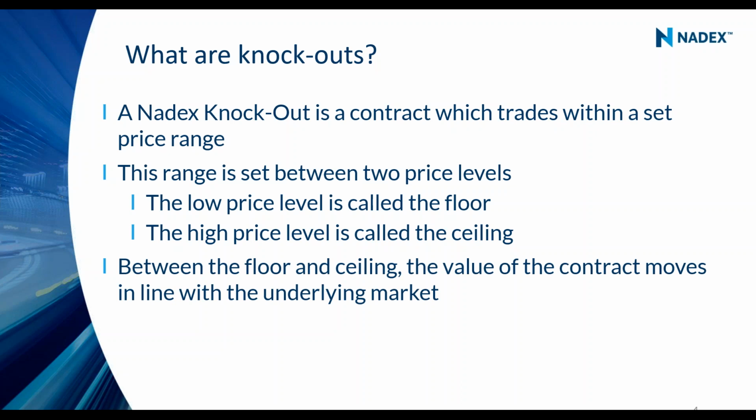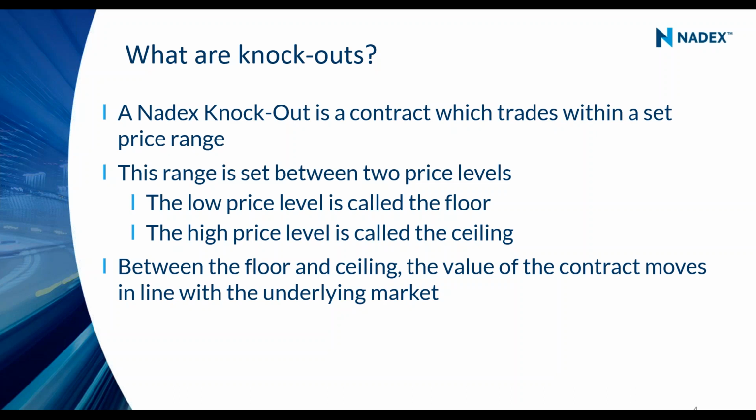Now, the value of a knockout will move between the floor and the ceiling right in line with the underlying market. So if you're trading gold, for example, the price of gold will trade between those two levels. If you're trading the S&P 500, it'll trade between those two levels. So what you're looking at is the price of the underlying market. It's what we call a Delta 1 product. You are trading the price of the product. It is what you're generally used to.